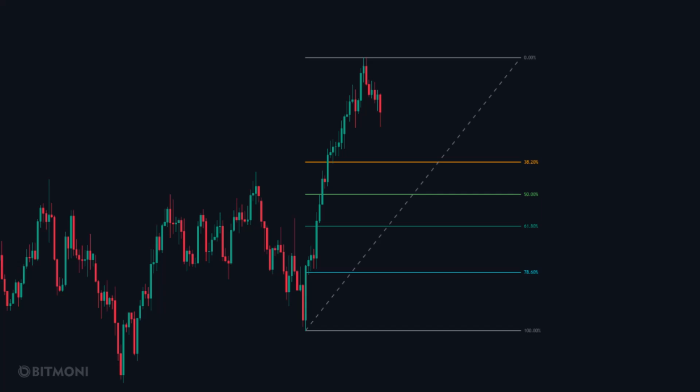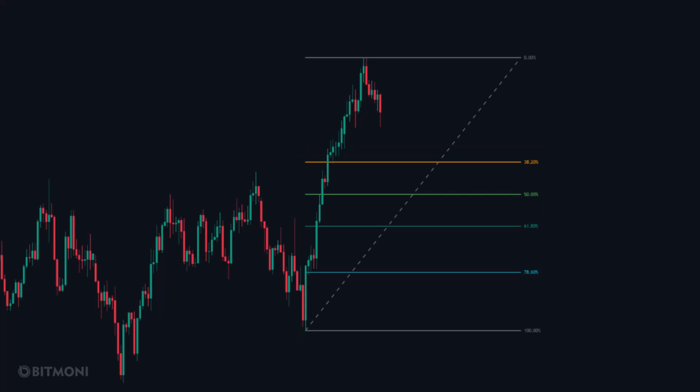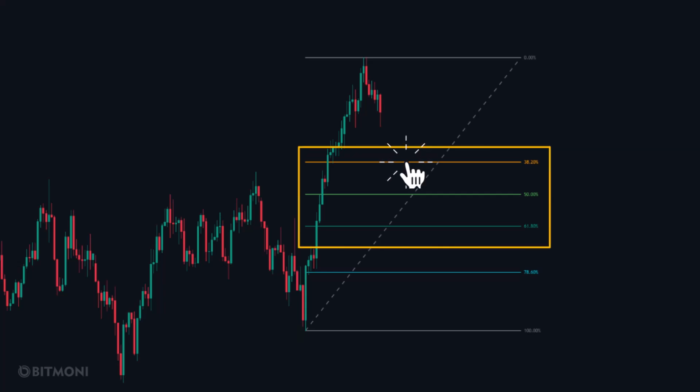Now, let's go over how we can use these Fibonacci levels effectively. At the top, you'll see the 0% level, which serves as the starting point. Below that, we have the key Fibonacci retracement levels. These are areas where price may potentially pull back. The most commonly watched levels are 38.2%, 50%, and 61.8%, often referred to as the golden zone.